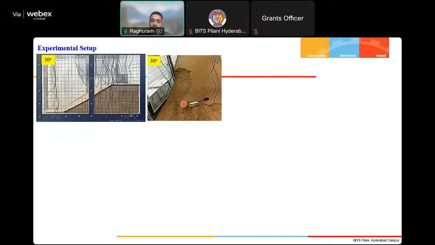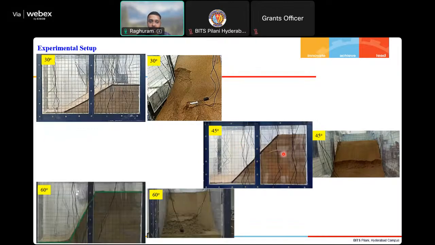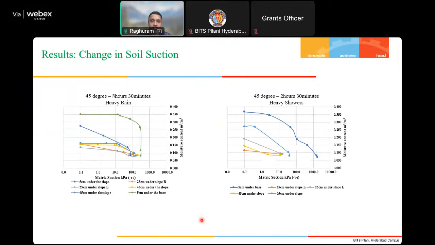You can see the slope failure. This is for 45 degrees and the associated slope failure. This is for 60 degrees, a very steep slope, and the associated slope failure here. I'm not presenting all the results here, but I can show you the SWCC, which is the relation between matric suction and the moisture content.